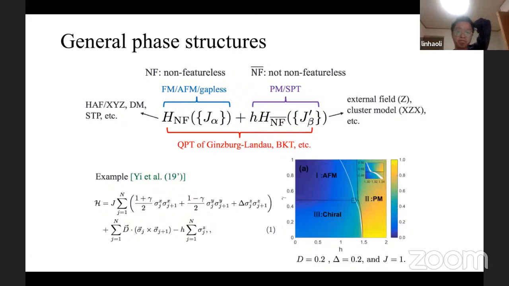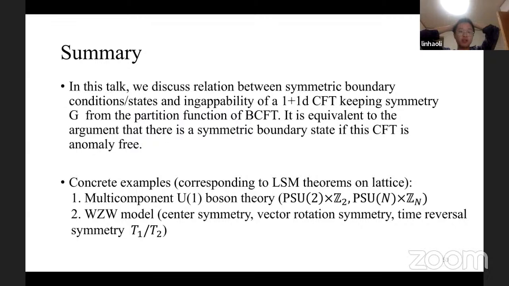Now let me give a summary. In this talk, we discussed the relation between the symmetric boundary condition or boundary state and the anomaly of a 1+1 dimensional CFT keeping the symmetry G, from the partition function of the boundary conformal field theory. This is equivalent to the argument that there is a symmetric boundary state if this CFT is anomaly-free. Then we studied several interesting concrete examples which correspond to the Lieb-Schultz-Mattis theorems on the lattice. The first example is the multi-component U(1) boson theory with PSU(N) and D_N symmetry. The second is the Wess-Zumino-Witten model with center symmetry, vector rotation symmetry, and two time reversal symmetries T1 and T2.